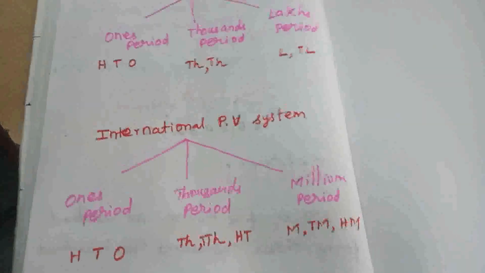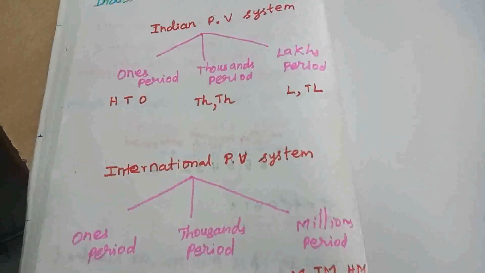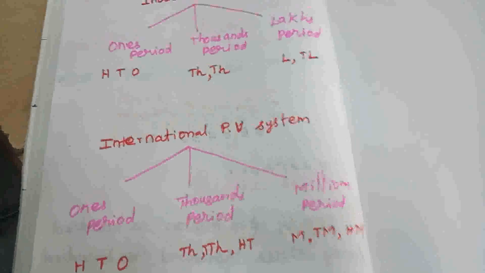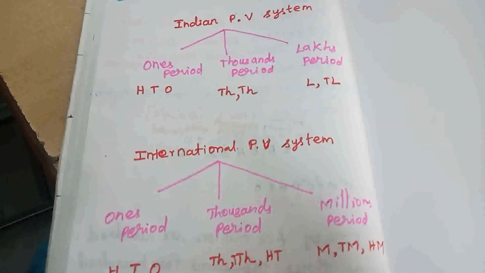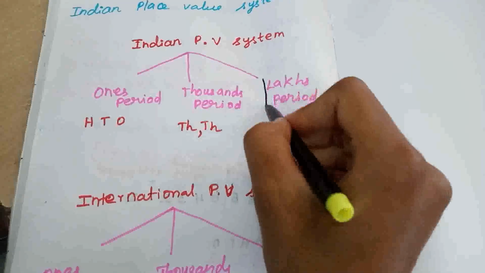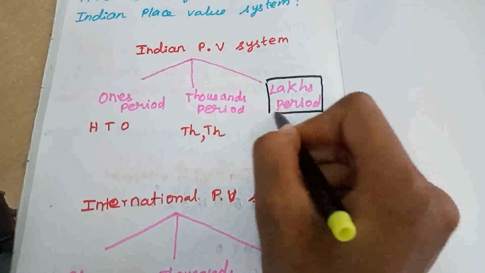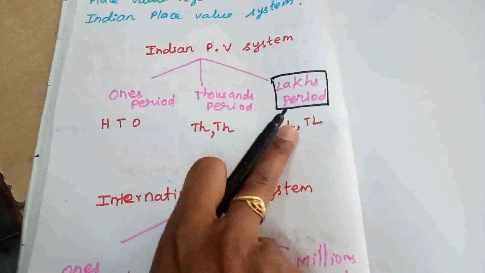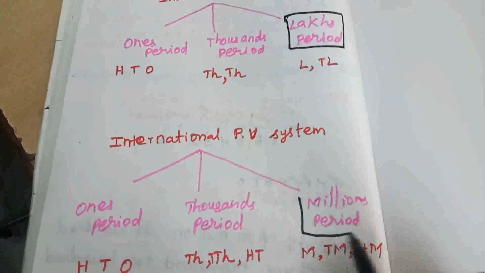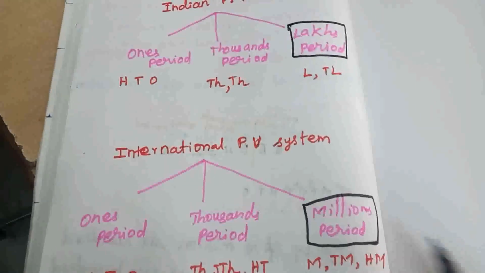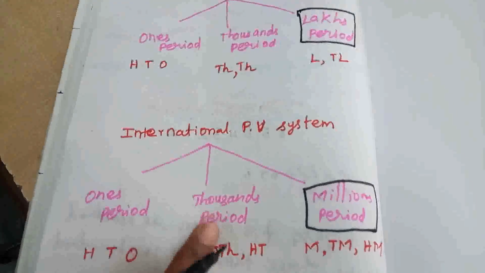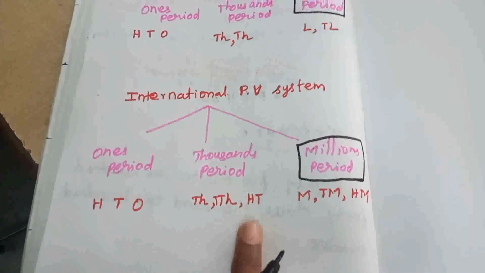Okay. So now we have to see what the differences are between the Indian place value system and the international place value system. Okay, listen. First, group-wise. In the Indian place value system, the lakh period is there. But in the international place value system, the million period is there. Okay. That is the first difference. Second difference: in the thousands period, one more place is added.